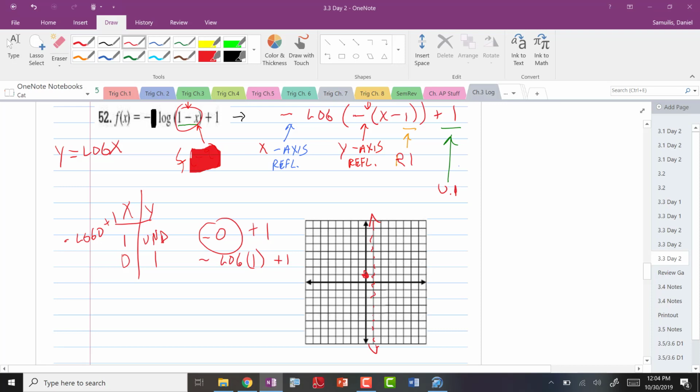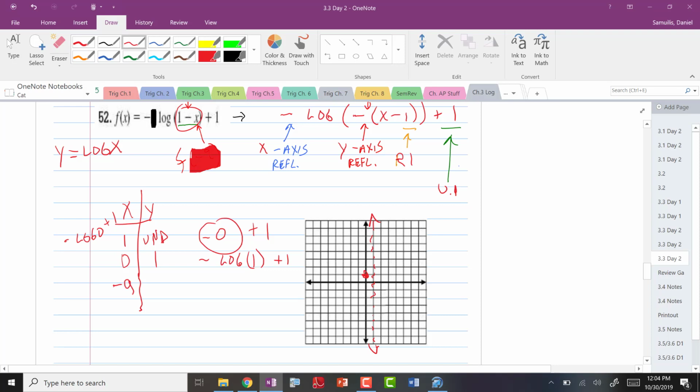What's the next number I should plug in? Come on, you got it. Anyone know what the next number I should plug in? This does make me sad that no one can figure this out except for one person. I'm looking for log 10. What do I plug in for x to get log 10? Negative 9.